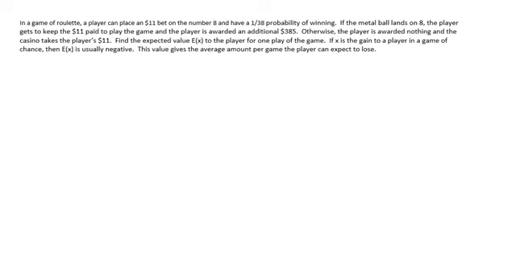Find the expected value, E of x, to the player for the one play of the game. If x is the gain to a player in a game of chance, then E of x is usually negative. This value gives the average amount per game the player can expect to lose. In this problem, we're finding the expected value. So let's write out that formula.